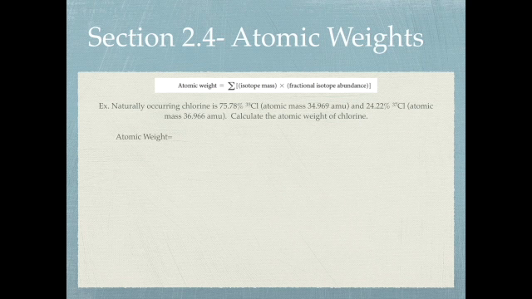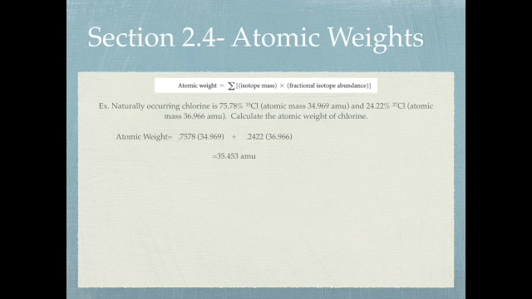So to do that, you convert the 75% to a decimal, so 0.7578, and you multiply it by its atomic mass, which is 34.969. The 35 is just a rounded value. Then you add to that the percent of chlorine 37, which is 24.22%, but make that into a decimal. So it would be 0.2422 times the atomic mass. And then you add those together, and that gives you your atomic weight.